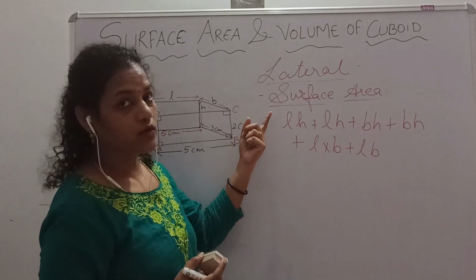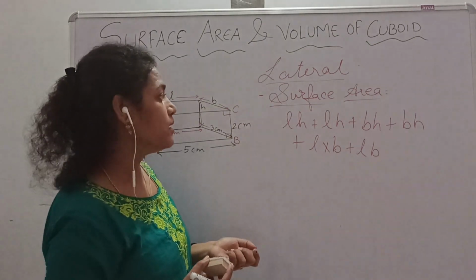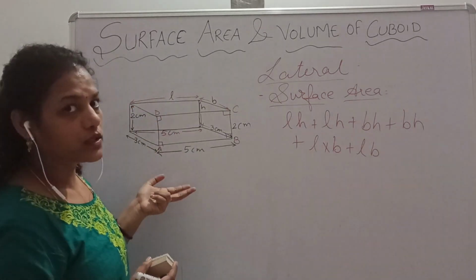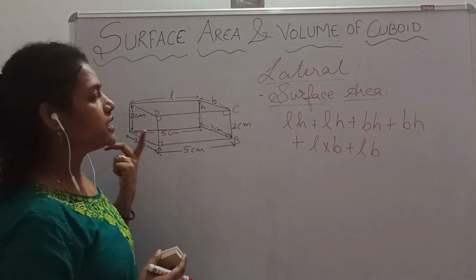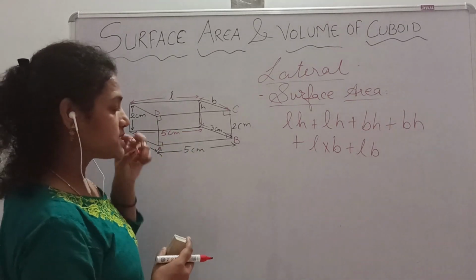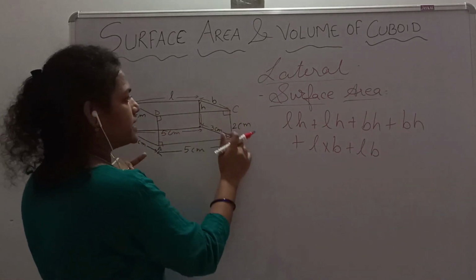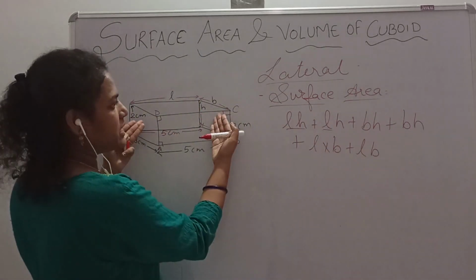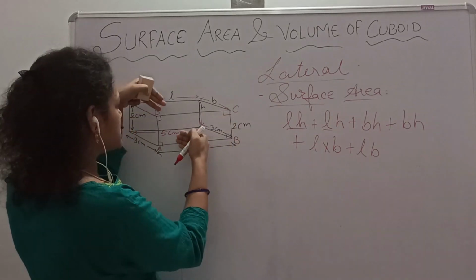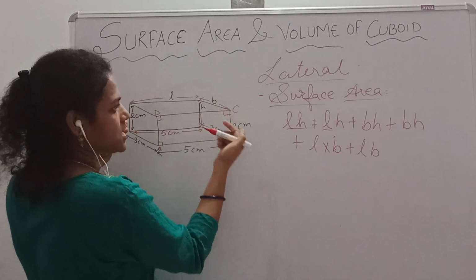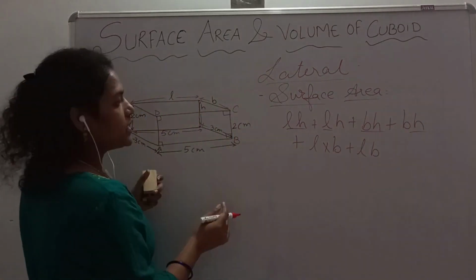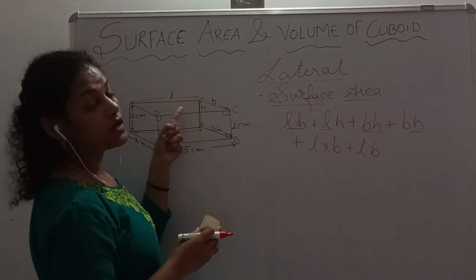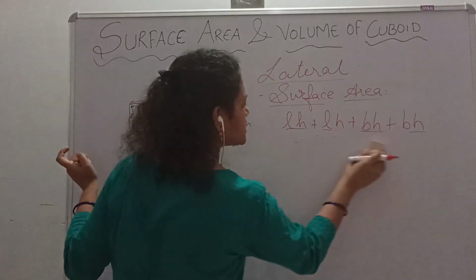Let's go to this video about lateral surface area. What I say, friends, is that you have to exclude the top and the bottom. Only you have to include the area of the four faces. That is, your L and H will be there, okay? And these two areas, that is B and H, means the side faces, will be there. This face I include and this face. So what I have to exclude is this L into B, because this covers the top and the bottom. So I will exclude this one.